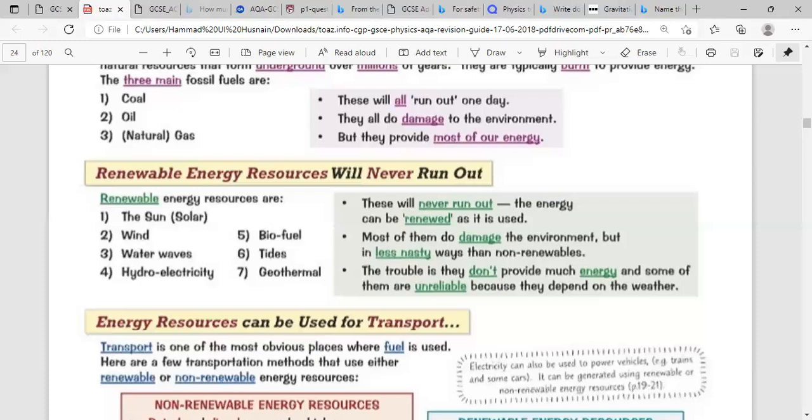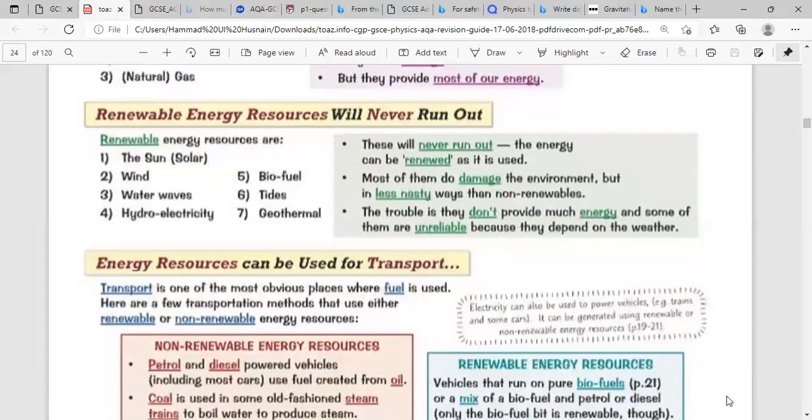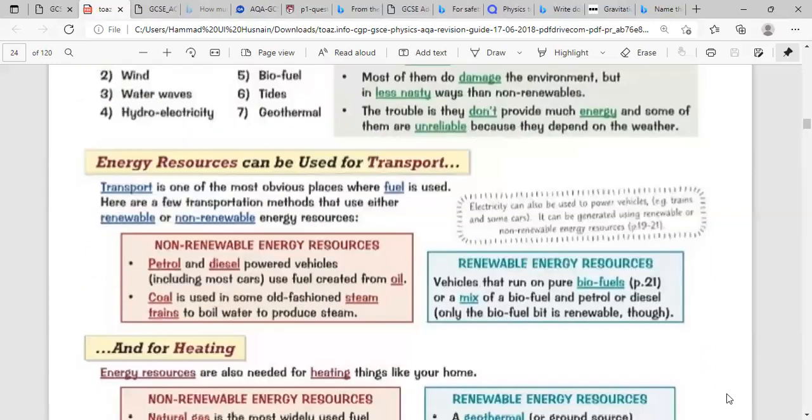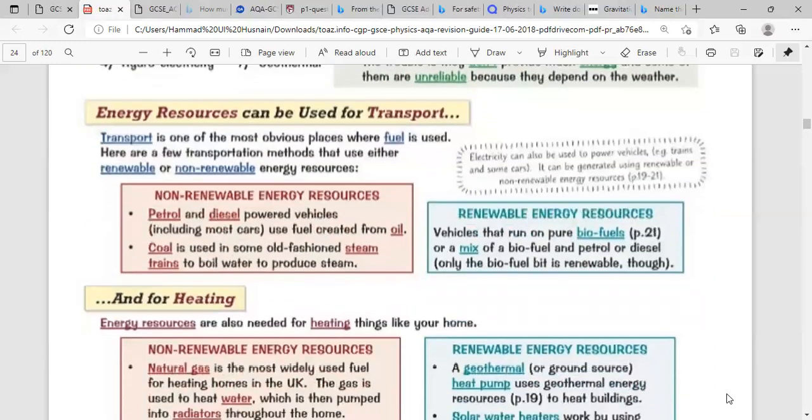Okay. So these are the renewable and non-renewable energy resources. Energy resources can be used for transport. Now we are going to study the uses of these energy resources, that is, how we can use the energy which we are getting from these resources. The first and foremost use is transport.